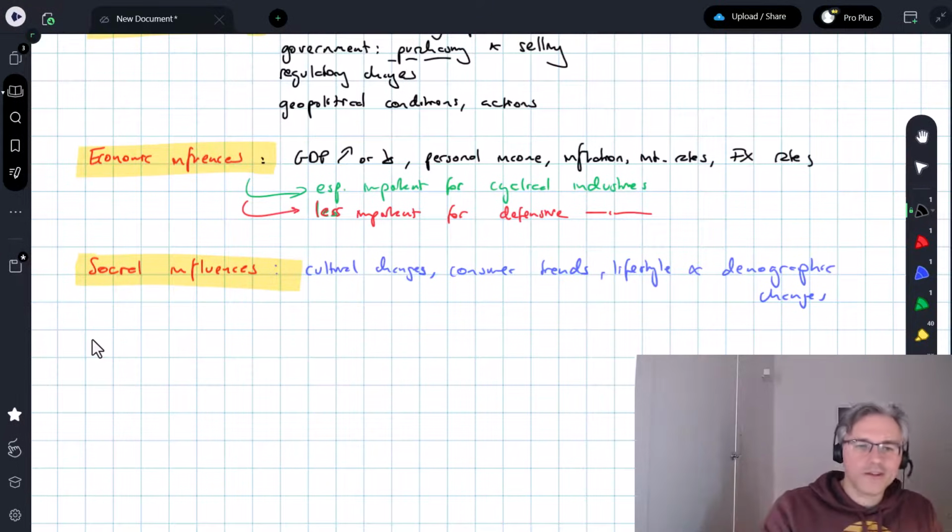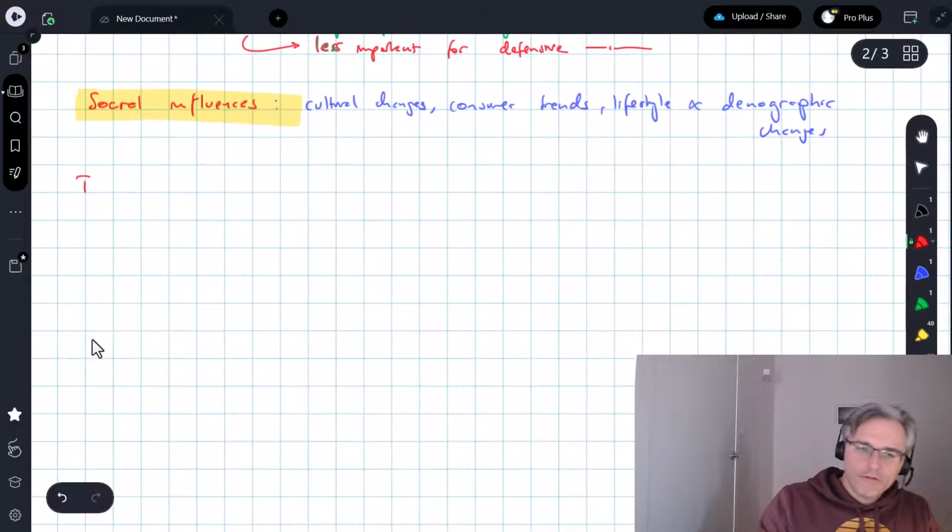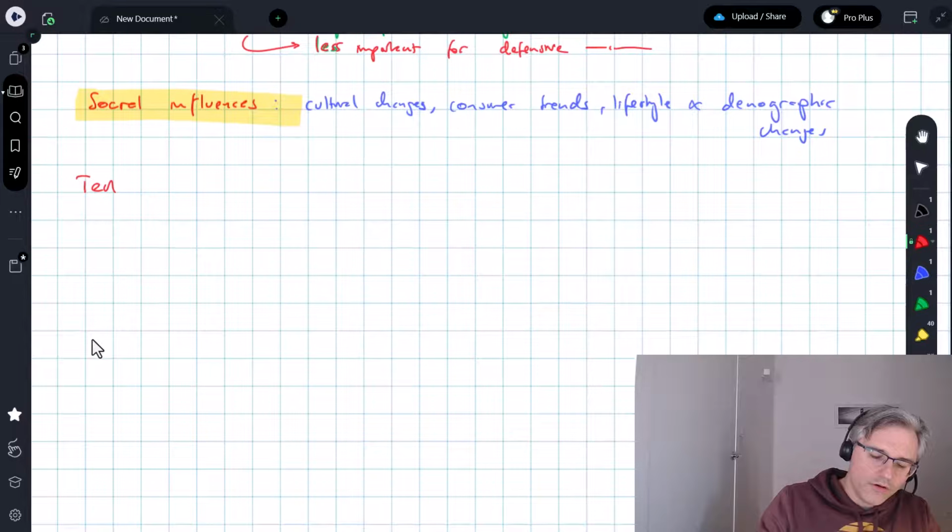That's an example of a social change that may impact an entire industry or affect its growth rate. Then we've got the T, technological. Can't spell technological apparently. Technological influences. Okay.